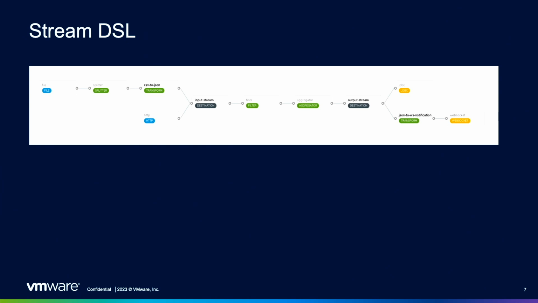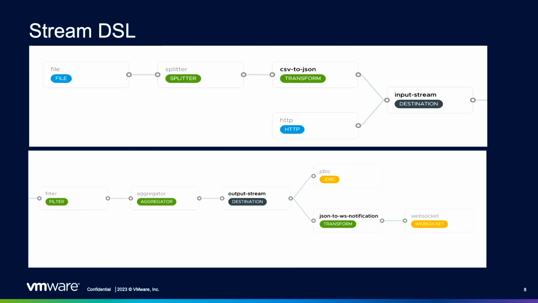So here's an example of a relatively complex stream, but let's zoom in a bit. When you define a DSL, you can also get a graphical depiction, or you can use the graphical mechanism to build your DSL. So here we have an example of a file source going to a splitter, which divides a message up into multiple messages based on a delimiter. And you can use a transform to transform CSV to JSON if you want, and put that on a destination. Or you can have an HTTP source deliver onto the same destination.